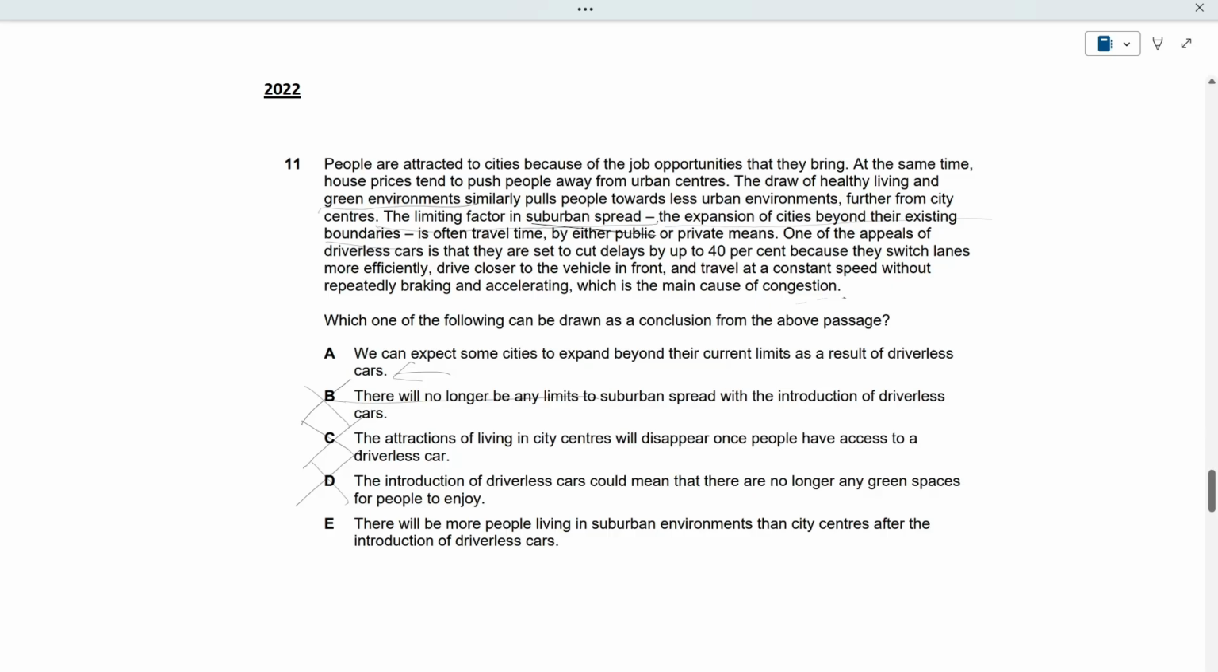Interesting, but no. And it's no because it's not actually talking about where people live. Rather, it's talking about why people are attracted to cities, why they can't get there, and what the limiting factor is. The driverless cars bit is almost giving a reason why that will be mitigated, but the conclusion is not that people are going to move, the conclusion is that cities are going to expand. I think that's the difference.